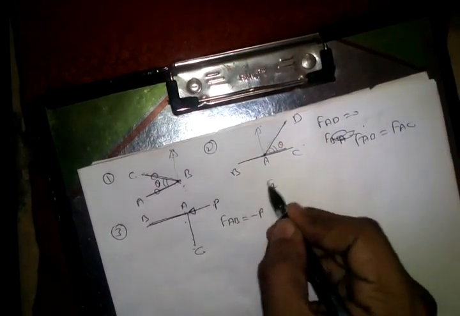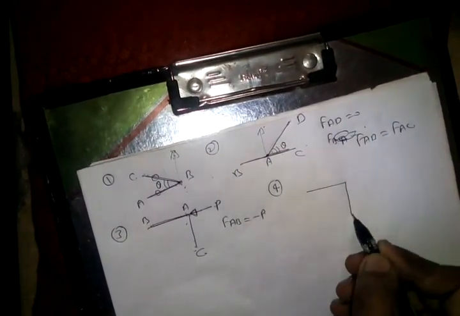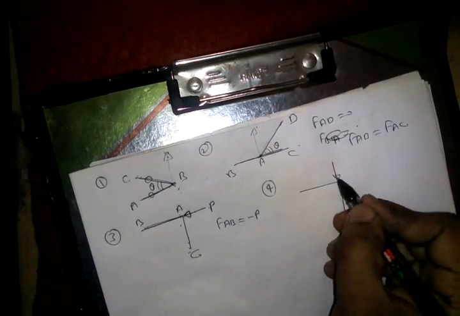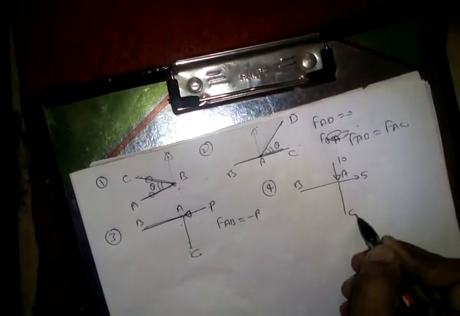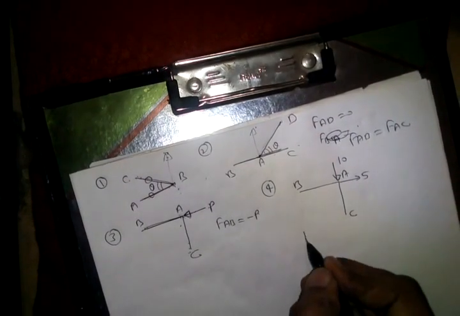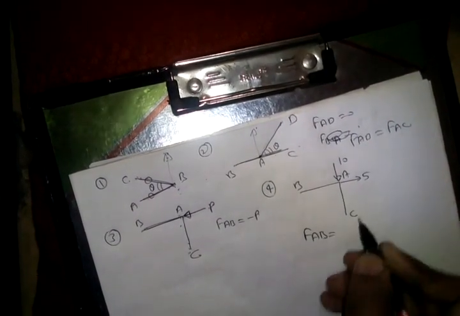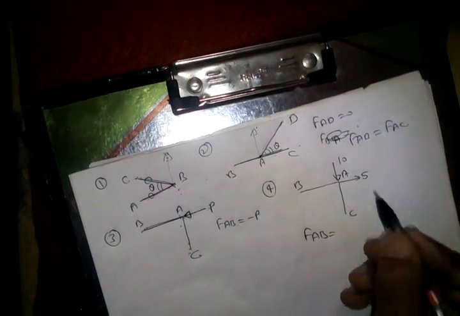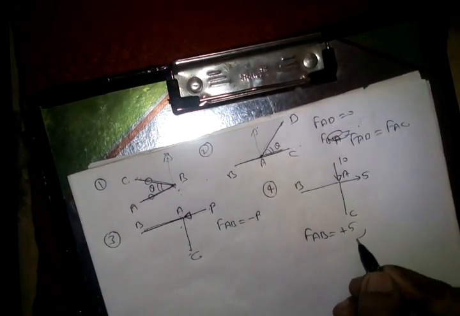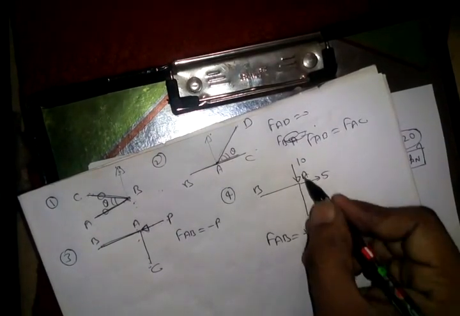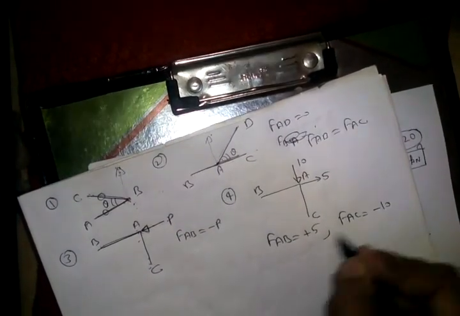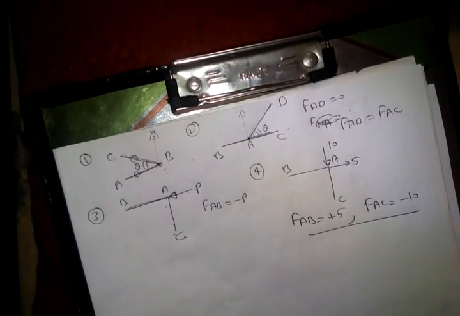Similarly, number 4 point, if rectangular joint is there, this is 10, this is 5, this is A, this is B, this is C, so force in AB will be 5 tensile, tensile is taken as positive, and force in AC, FAC is 10 and 10 compressive, so minus 10, right?